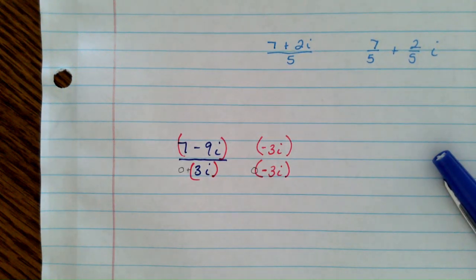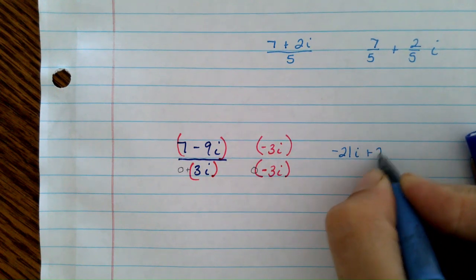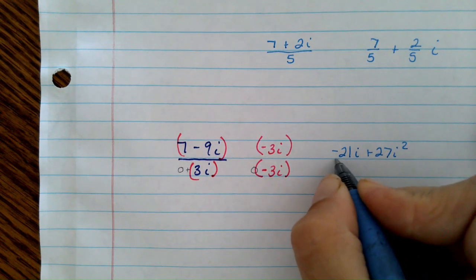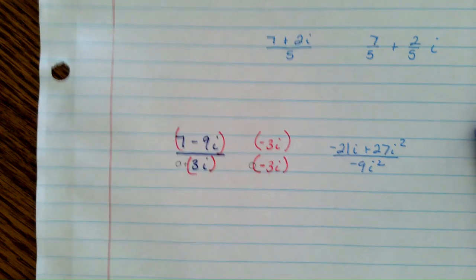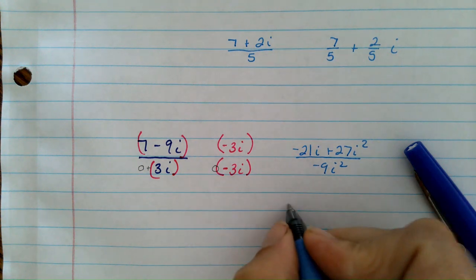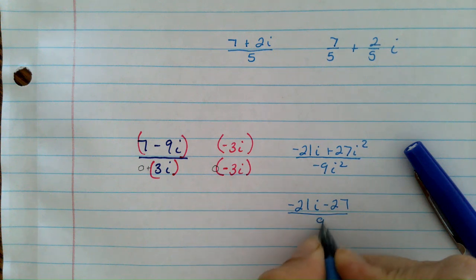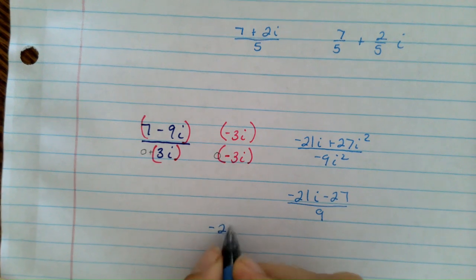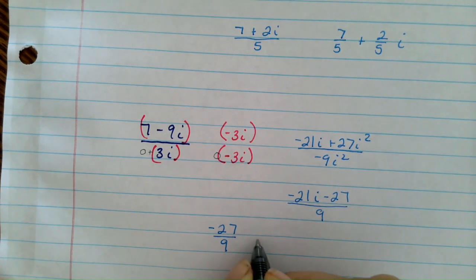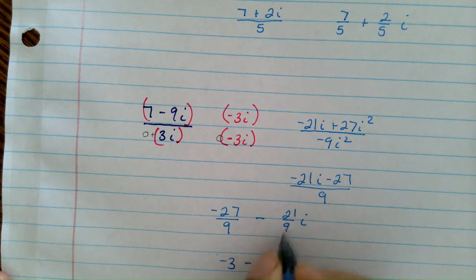Okay, so when we multiply this together, that'll give us -21i plus 27i squared over -9i squared. Remember, i squared is -1. So this is really -21i minus 27 over 9. And if I put it in a plus bi form, I'd have to put the part without the i first. Then reduce those respectively. These both divide by 3.